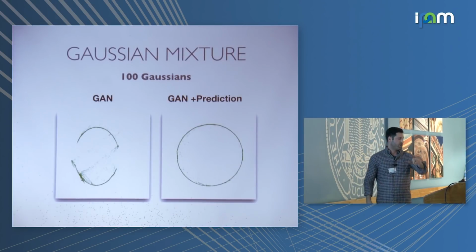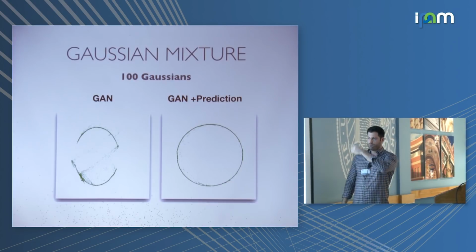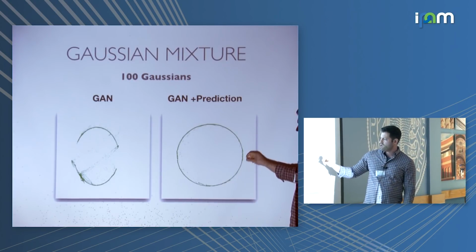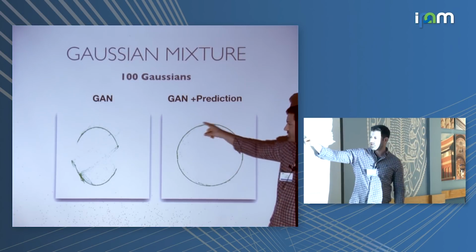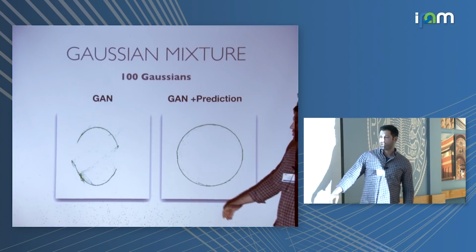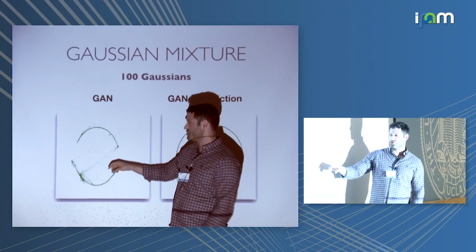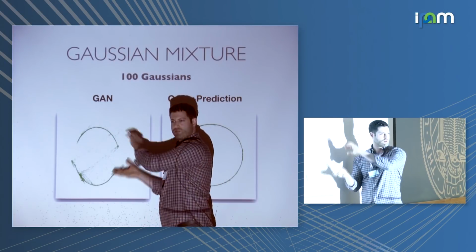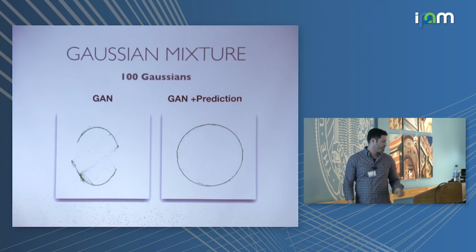We can turn the knob up on this and try to fit 100 Gaussians organized in a circle. In this case, the prediction method can't quite resolve the difference between these Gaussians, but it at least gets a nice circular distribution that overlaps with the Gaussians that we wanted. But without prediction, you get something very unstable. I actually want to make a video of this because there are some interesting dynamics where these points wave around and they never really seem to converge. It's not a very stable training method.